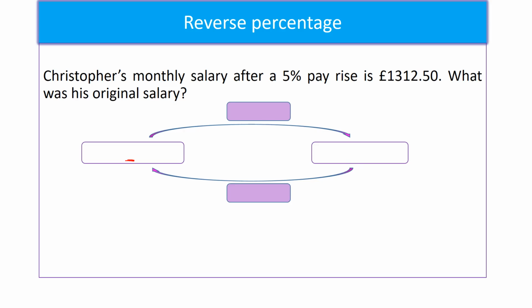Normally, we have to times by the multiplier, so it would be 100 plus 5 because it's a pay rise. So that is 105%, which is 1.05 as a decimal, and that gives us £1,312.50. Now we're going backwards, so we need to divide by 1.05, and this is how we get the answer, which is £1,250.